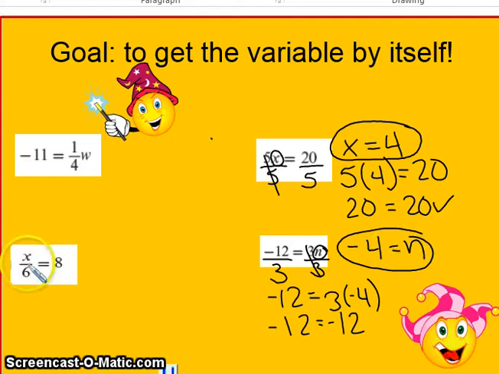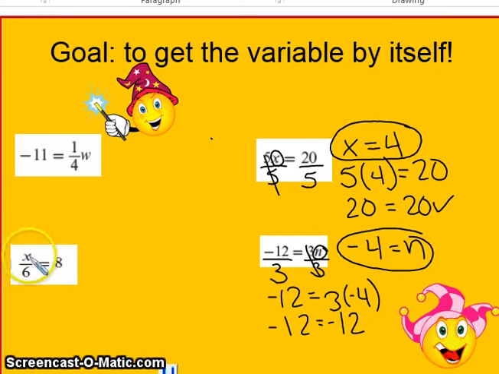I've got x divided by 6 equals 8. Now I know this looks like a fraction, but fractions are just division. So I'm taking x and dividing it by 6 and getting an answer of 8. I want to figure out what number I can plug in for x that would make this a true statement, so I want it to end up being 8 equals 8.